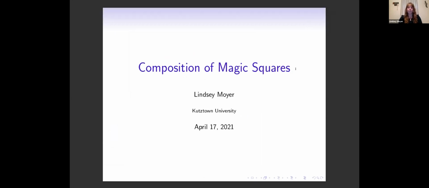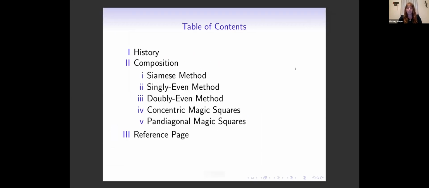Today we'll be talking about the history of magic squares, along with the three main types of compositions, which are the Siamese, singly even, and doubly even methods, and then two main types of magic squares, which were created by Benson and Jacobi, or the concentric and pandiagonal, along with my reference page.